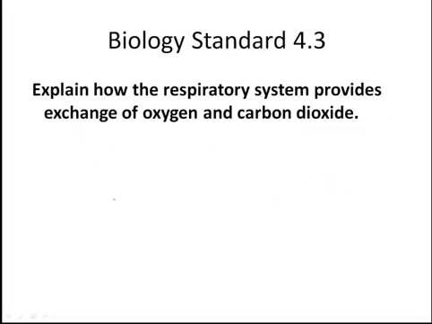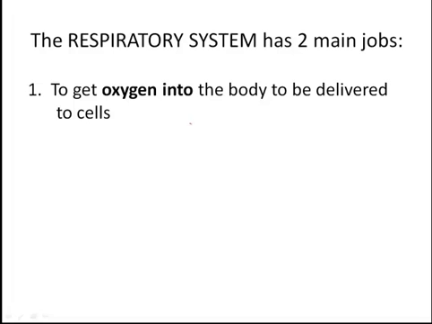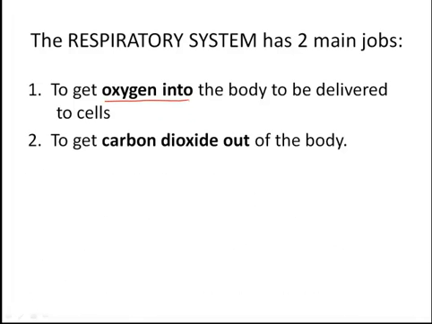All right, standard 4.3 is the respiratory system. We just talked about how the respiratory system helps to get rid of carbon dioxide, but its main function also is to take in oxygen. So the respiratory system has two main jobs. We need to get oxygen into the body so it can get to the cells, and we need to get carbon dioxide out of the body. The reason that we need oxygen in and that carbon dioxide needs to come out is because of the process of cellular respiration.